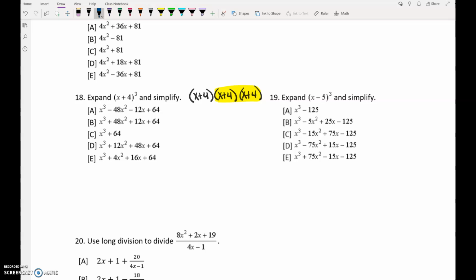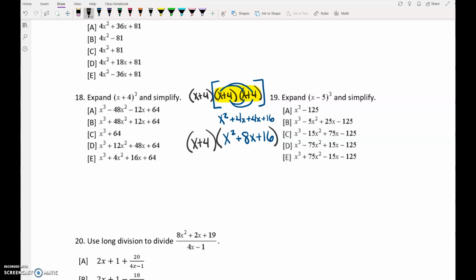So first I'm going to double distribute. I'm ignoring that first x plus 4 and I'm just working right here. So x times x is x squared. X times 4 is 4x. 4 times x is 4x. 4 times 4 is 16. Combine my like terms. Now, we can bring that x plus 4 in the front down, and now we do step 2, double distribute here.